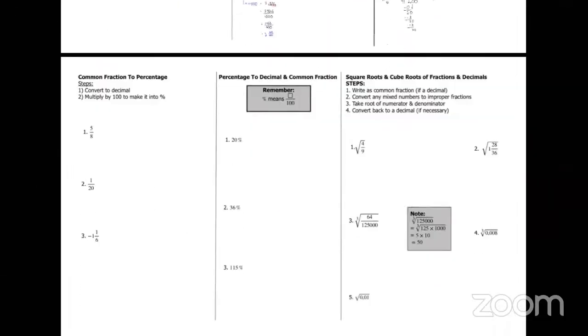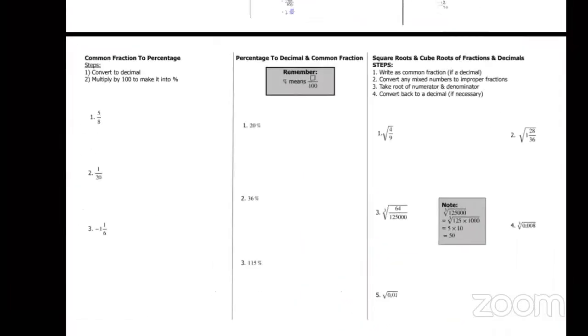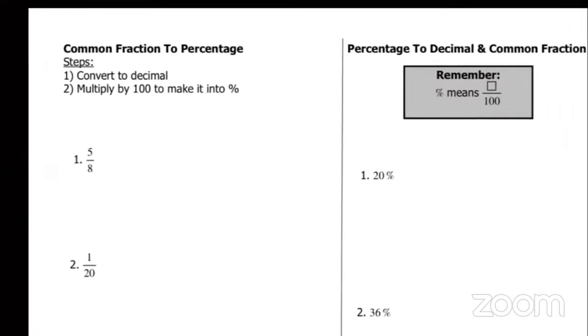Let us move on if there are no questions from it. Common fraction to percentage. Convert to decimal, multiply by 100 to make it into a percentage. So first we've got to convert to a decimal and then multiply by 100. So how do you convert to a decimal? We just did it.